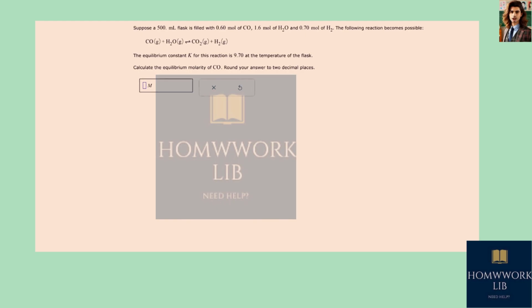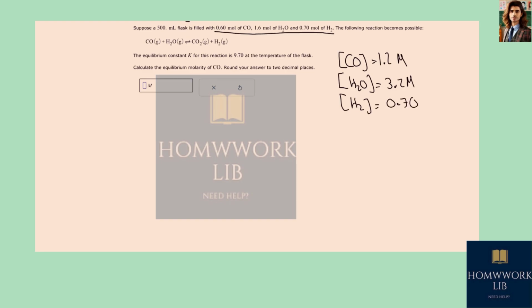Hi, so over here we're supposing that a 500 milliliter flask is filled with the following quantities of different compounds. In this case, since the volume is going to be equal to 0.5 liters, that means that the concentration is going to be twice the amount of the moles that we're going to get. Thus, the concentration for carbon monoxide is going to be equal to 1.2 molar. The concentration of water would be equal to 3.2 molar, and the concentration of hydrogen gas would be equal to 0.70 molar times 2, thus 1.4.